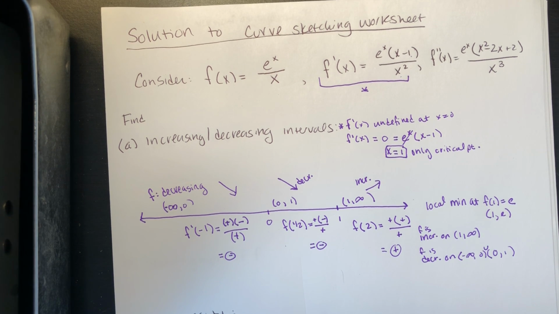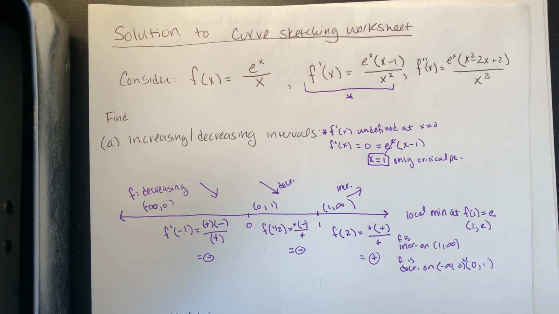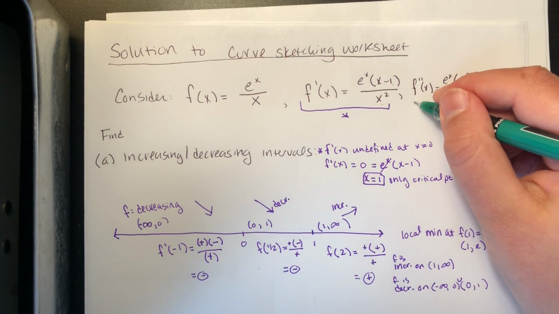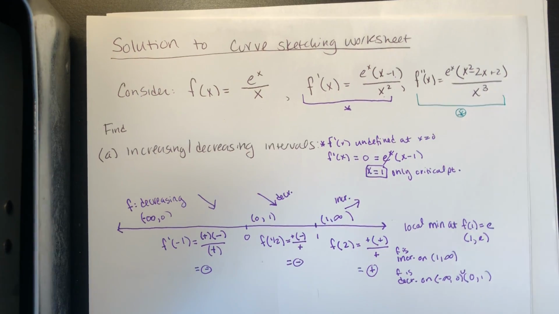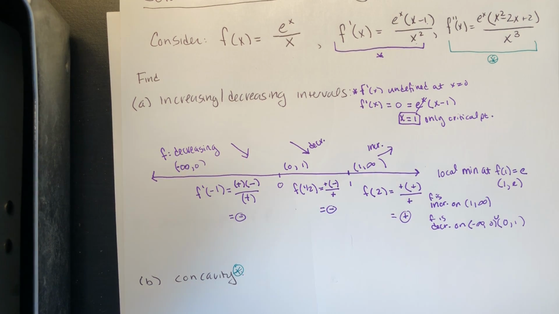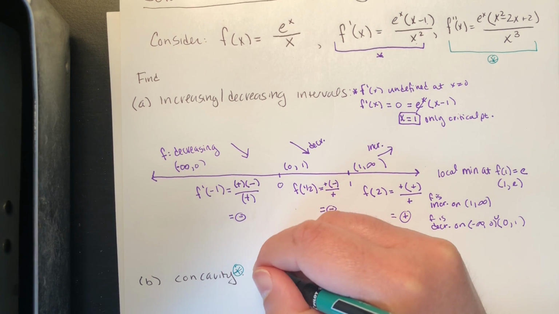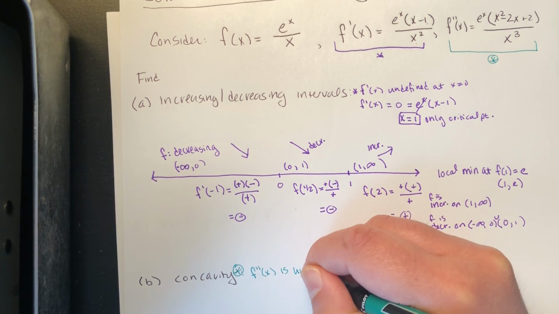The next thing that we want to check is the concavity, right? We want to check for any inflection points and check the concavity of this function. Remember, for concavity, we're always using the second derivative function to test. So use the second derivative function, and our possible inflection points are going to be anywhere where f double prime of x is undefined or 0.